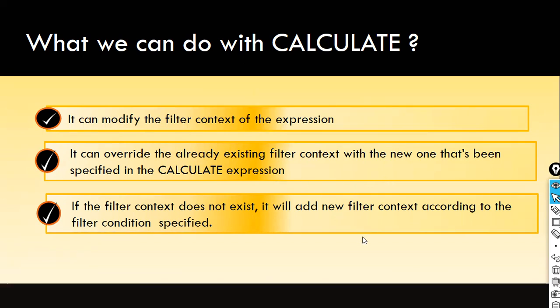If your filter context does not exist, it will add a new one. See, you can add a new filter context. You can override the existing filter context. You can modify the filter context of an expression using the CALCULATE function. It's a very, very dynamic function. That's why they call it a dynamic function. You can do a lot of things with the CALCULATE function.